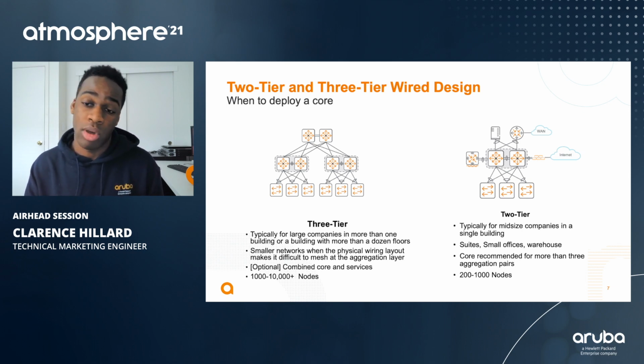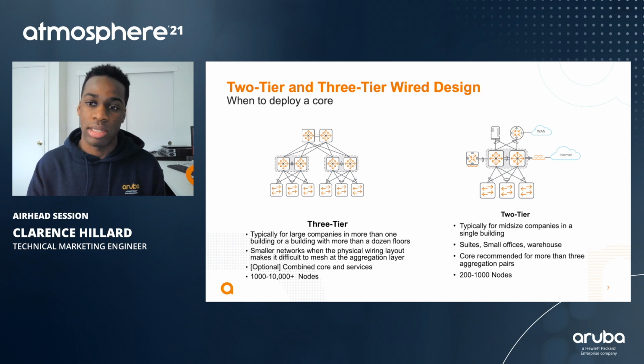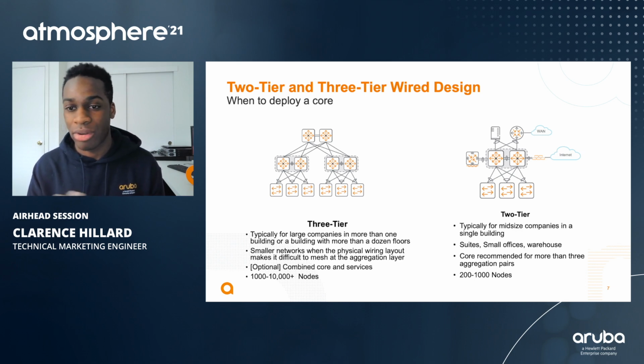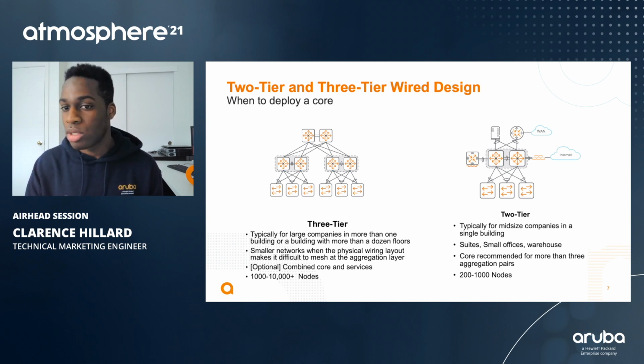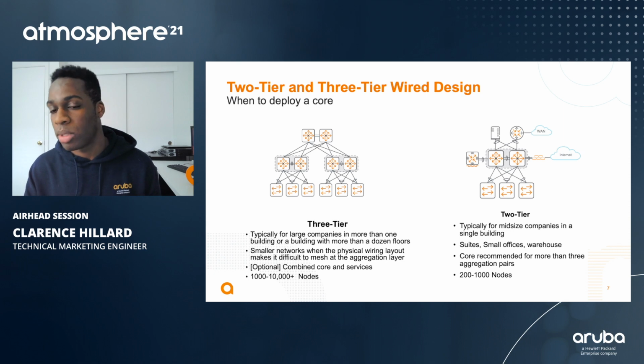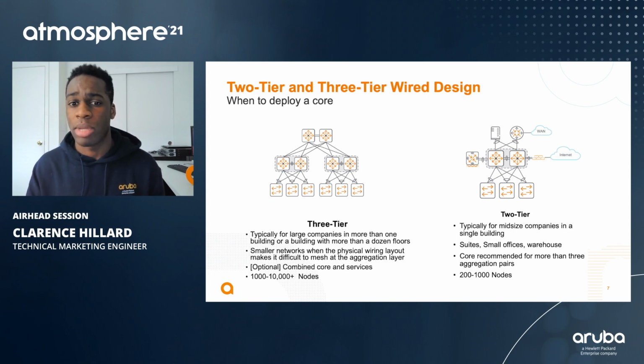We have what we call a collapse core, where it is the layer 2 boundary and layer 3 boundary, and it connects all your access switches into that collapse core. So the only time you're going to use this is really when you have suites, small offices. And again, this node's at the very bottom, 200 to 1,000, right? Once you start getting up to 1,000, a lot of the time companies move to having more than one building. So that's when they start thinking about, hey, maybe I should transition to a 3-tier architecture versus having my 2-tier.